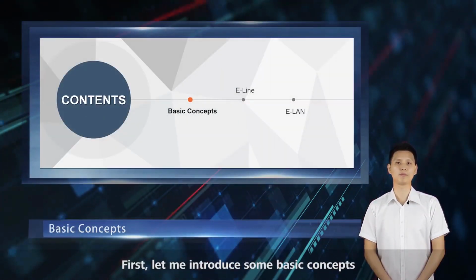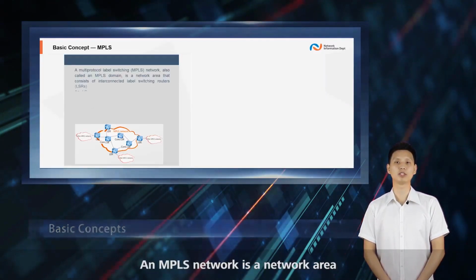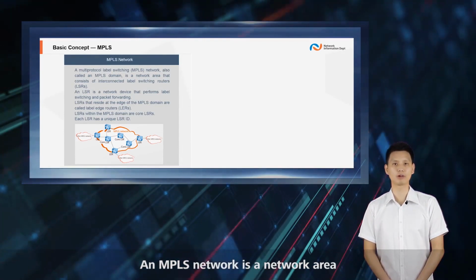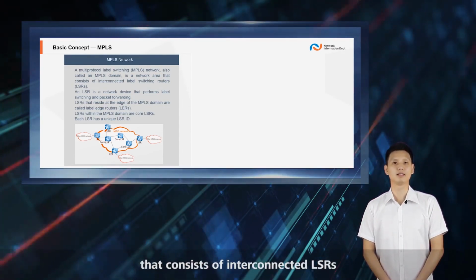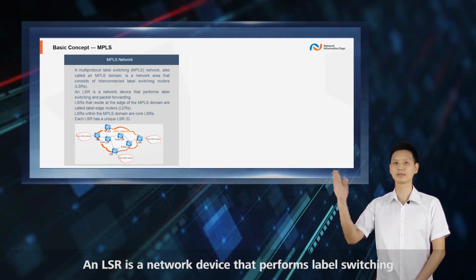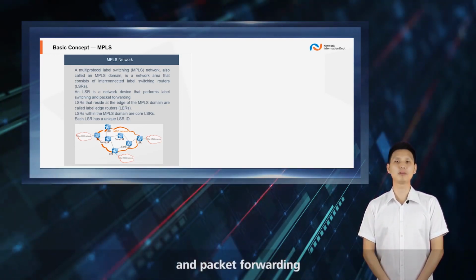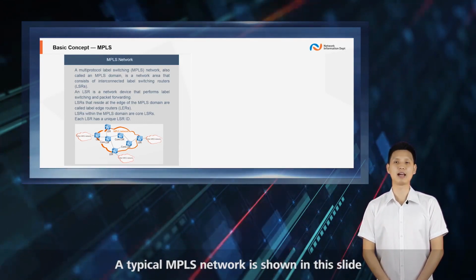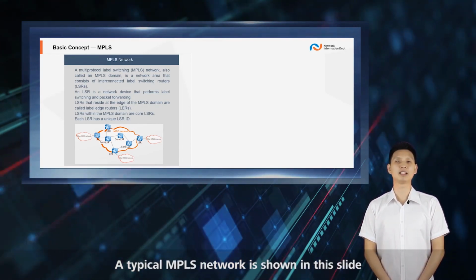First, let me introduce some basic concepts. An MPLS network is a network area that consists of interconnected LSRs. An LSR is a network device that performs label switching and packet forwarding. A typical MPLS network is shown in this slide.